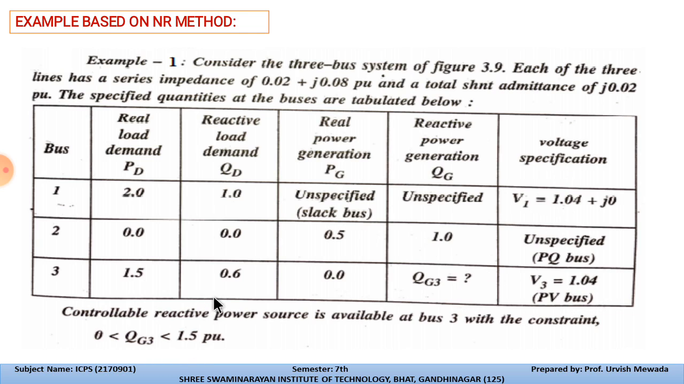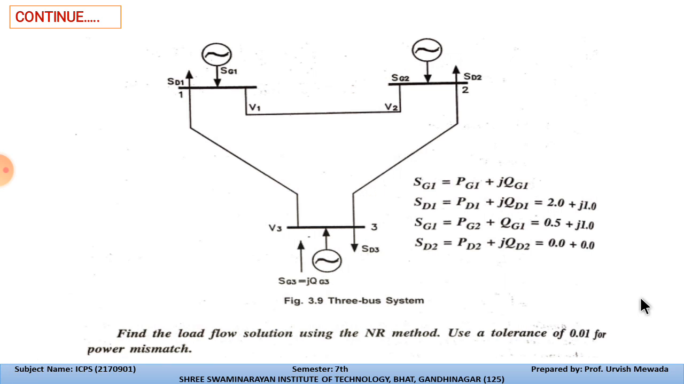Now, a controllable reactive power source is available at bus number 3 with the constraint 0 ≤ QG3 ≤ 1.5. This is the condition that we are going to apply while we solve this example. And this is the one line diagram of the bus system.